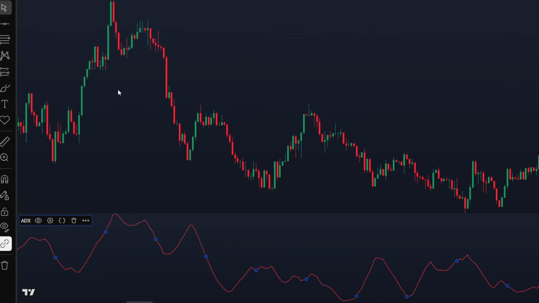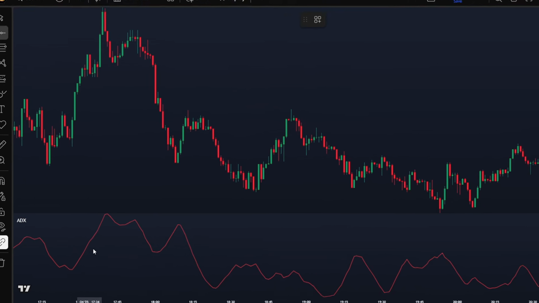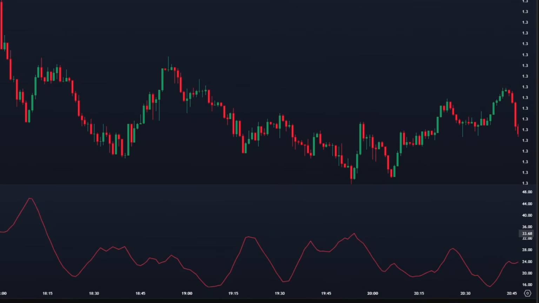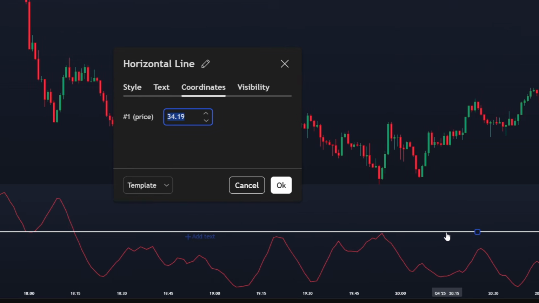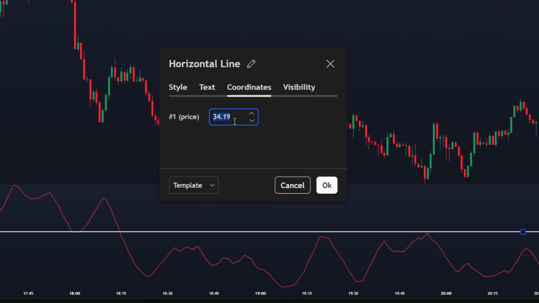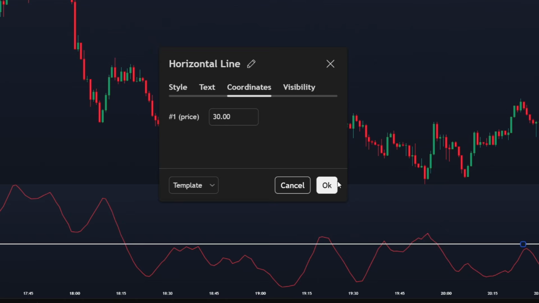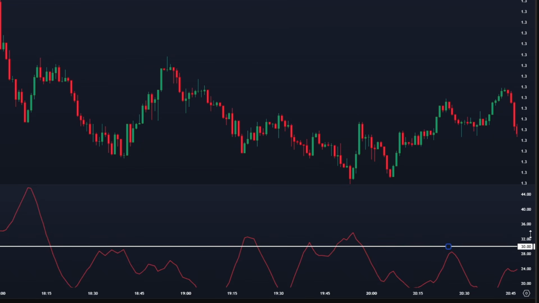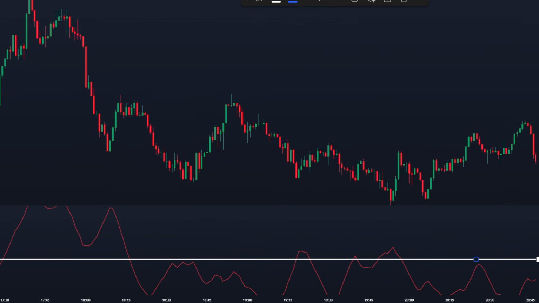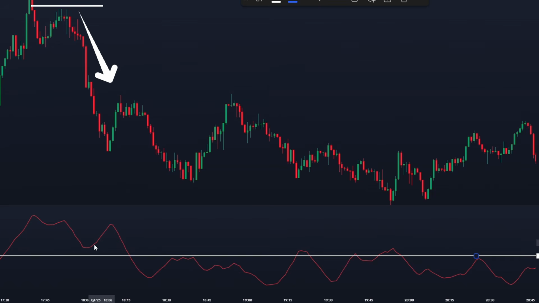Then add a horizontal line on the ADX and set it exactly at level 30 because this level is going to be our confirmation filter. If you cannot set it exactly at 30, you can double-click on the line and that will open the settings. Here you can set the coordinates to 30 and that will set the line exactly at 30 level. If ADX is above 30, volatility is strong enough to trade. If it's below 30, we stay out.